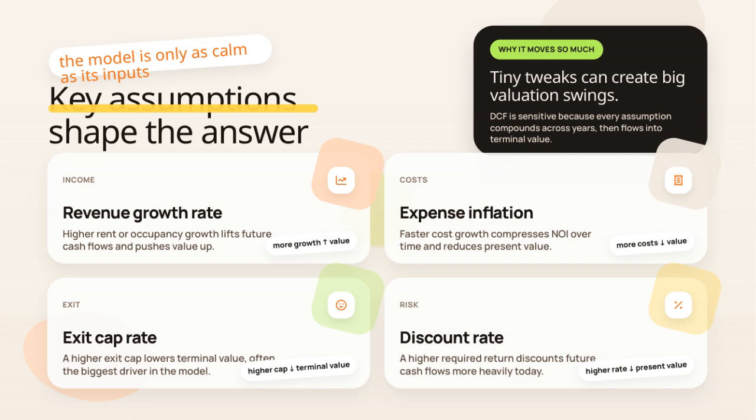If rent or occupancy grows faster, it lifts future cash flows and increases the overall value. Simply put, more growth means higher value. On the other hand, costs are just as important. Expense inflation can squeeze net operating income over time, reducing the present value. So, when costs rise faster, it hurts the valuation.